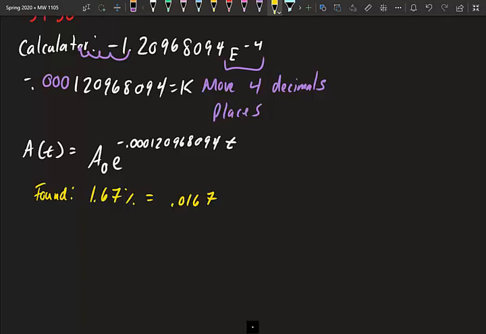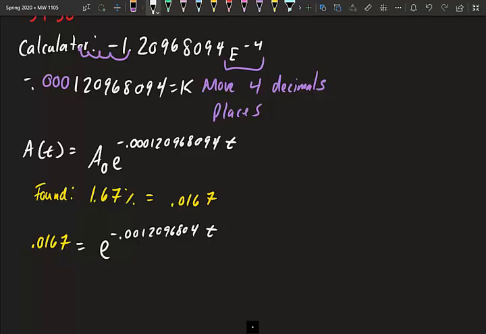So when we found it, it had this much left. So we have 0.0167 equals e to the power of negative 0.000120968094 t. The reason we can get rid of A sub 0 is because we don't care about the initial amount now, because when we found this, it had 1.67% of that initial amount. Since we know the constant, we know how much it has changed over the years.